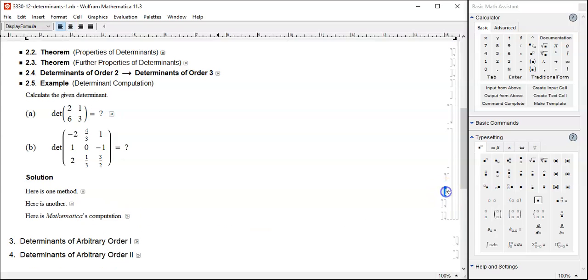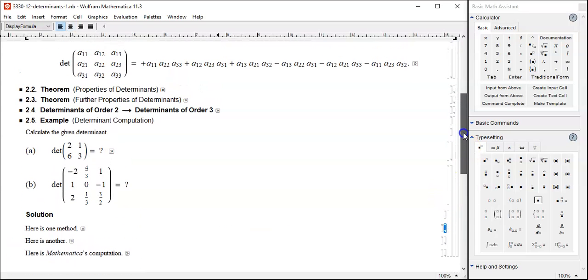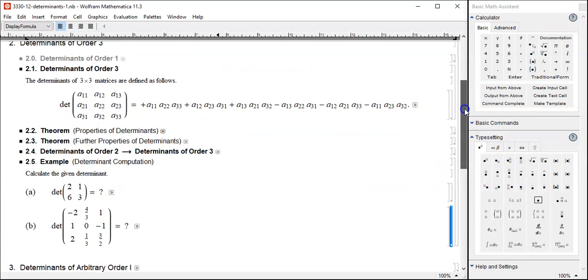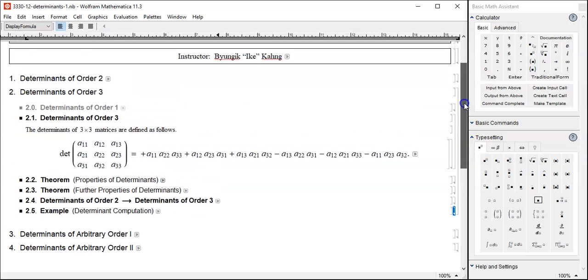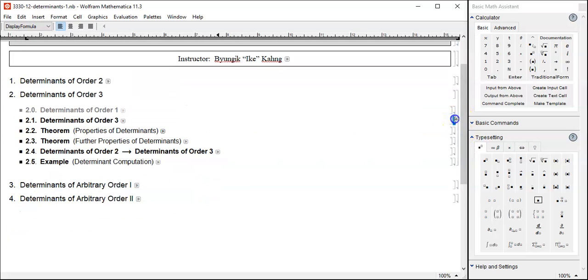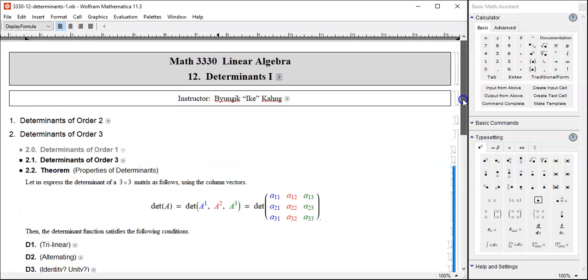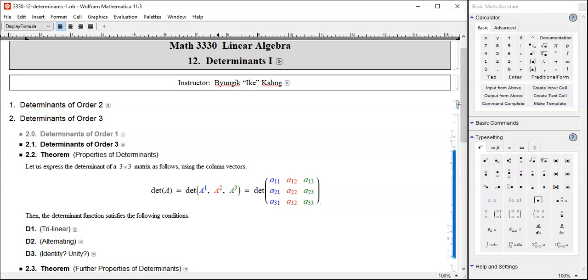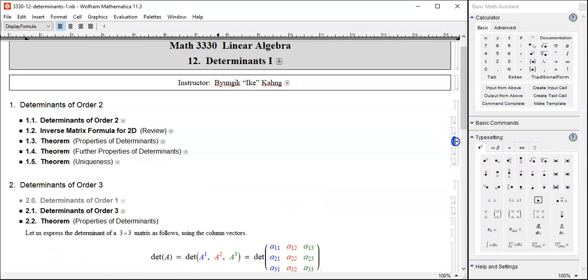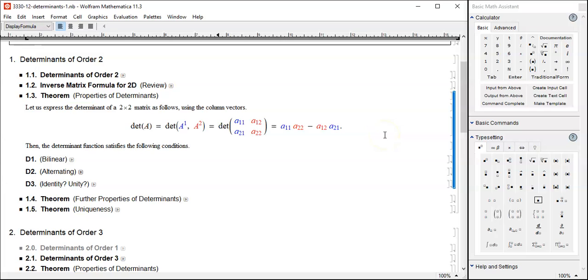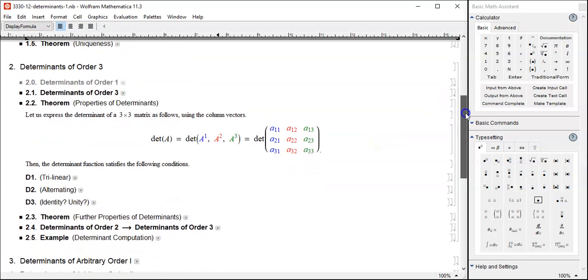I assign similar homework problems as well, so do once more and you're going to get used to this very quickly. Alright, that was the definition, and then let us go over to the next topic, the basic properties of determinants: bilinear, alternating, and identity for order 3.